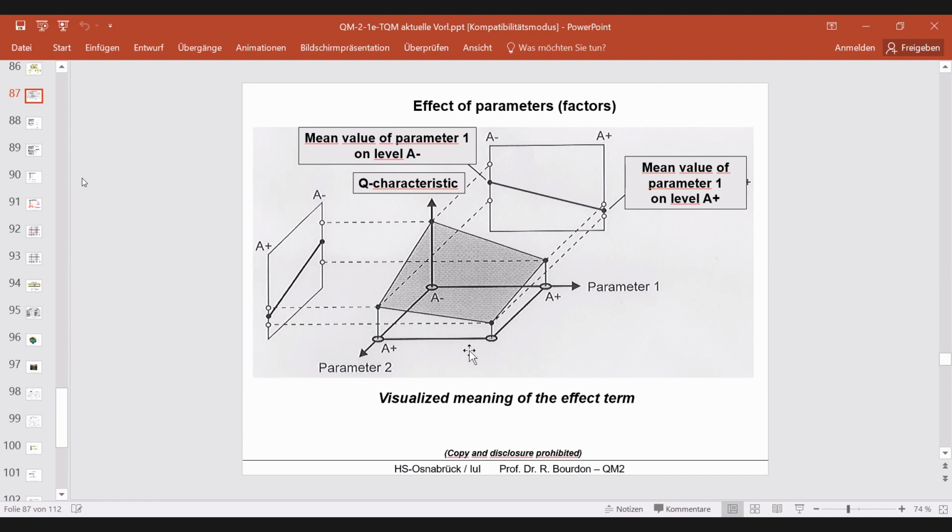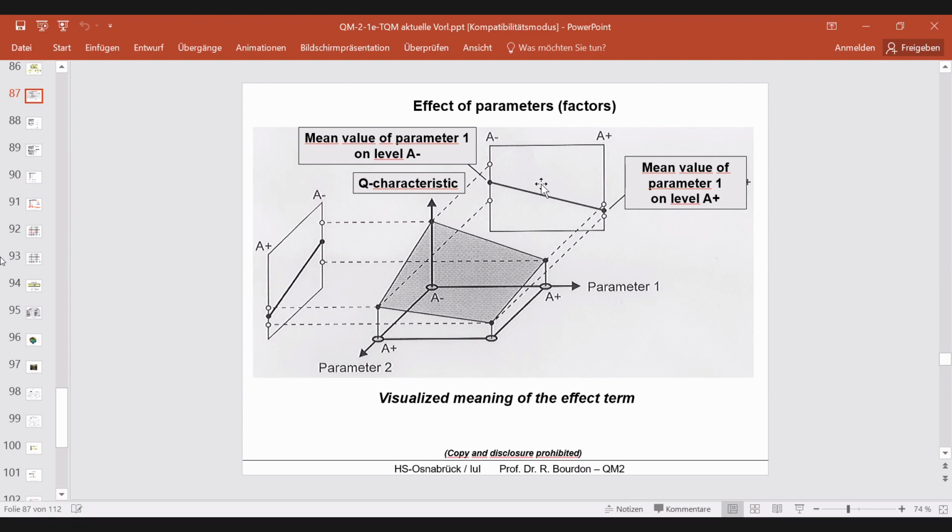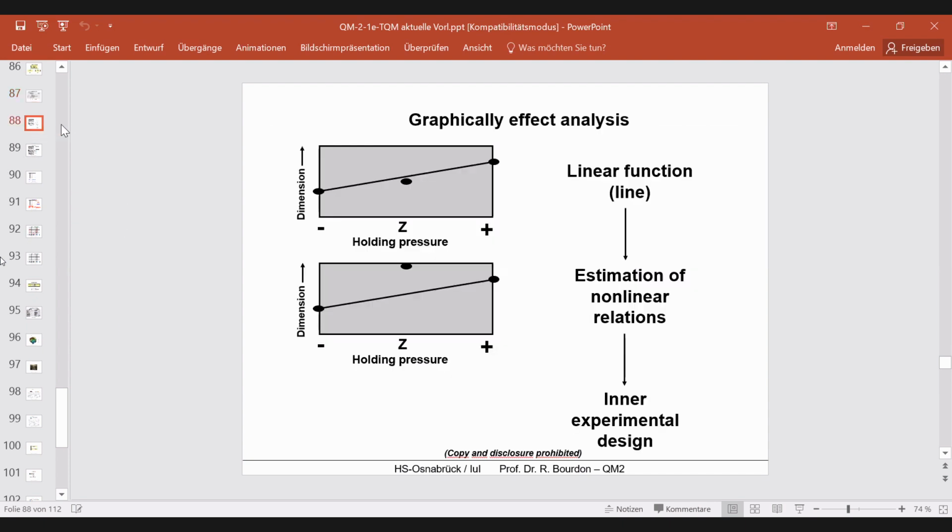So this is the most simple plan because it is the smallest plan. But this method of analyzing the effects is every time the same, even if the experimental designs are bigger. If you have a 2-high-3 plan or 2-high-5 plan or whatever, you cannot show this in a 3-dimensional figure. So the best way to show it is here in this simple 2x2 plan.